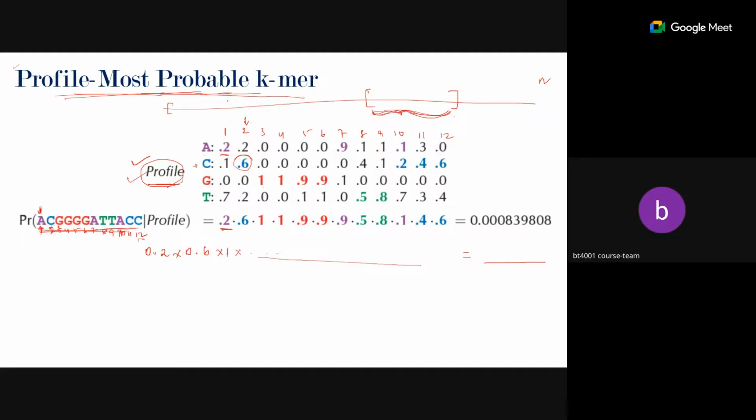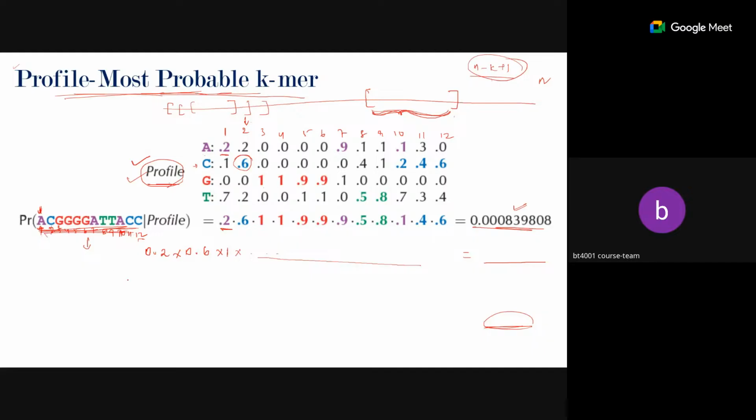When we are given a genome sequence, to find the profile most probable k-mer, we will find every possible k-mer in this genome sequence. There will be n minus k plus 1 k-mers. For each of these n minus k plus 1 k-mers, we will compute this probability value, and whichever gives the highest value, that k-mer, out of all the k-mers, is the highest. This means that this k-mer, ACGGGGATTACC, is the profile most probable k-mer.